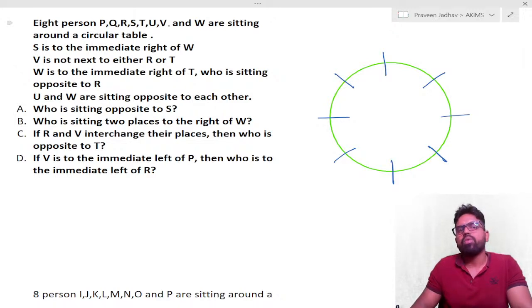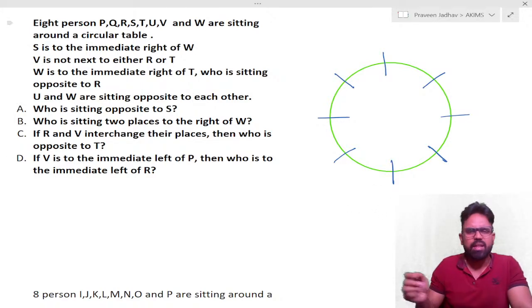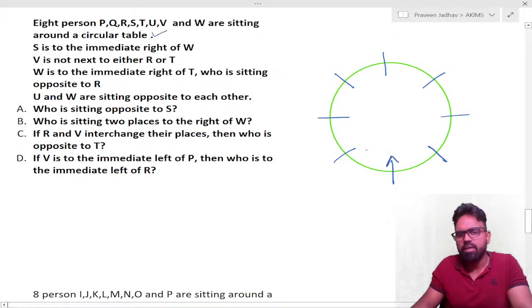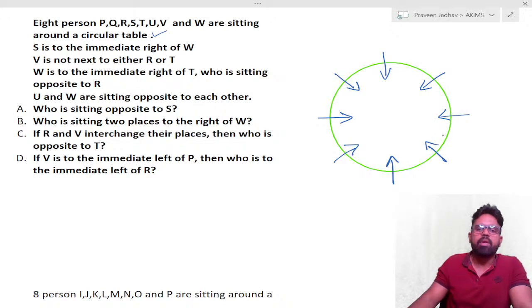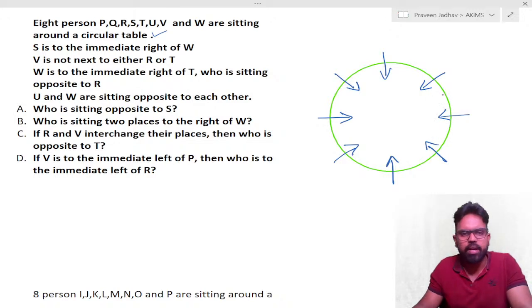Eight people, P Q R S T U V W, are sitting around a circular table. So, what do I have here? S is to the immediate right of W. Now, can I start with anyone? Yes. Why? He doesn't mention. Does he mention anywhere if they are sitting inward or outward? Did he mention in which direction they are facing? No, he did not mention.